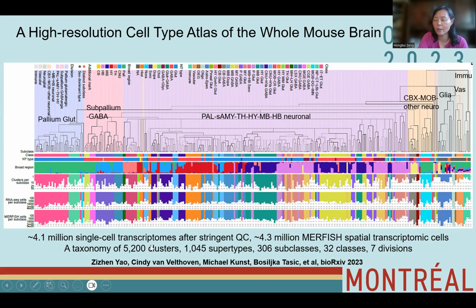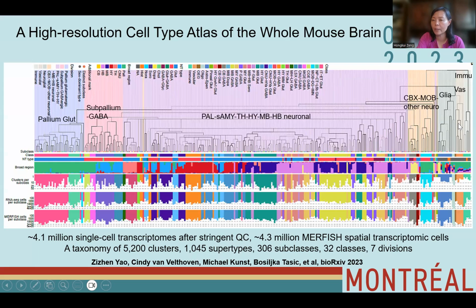So by combining those different data sets and results together, we are able to derive a transcriptomic taxonomy that is organized in a hierarchical manner, with those 5,200 clusters grouped into about 1,000 supertypes, 300 subclasses, 32 classes, and 7 divisions. This taxonomy tree shown here only shows the cell type organization at subclass and above level. We're not able to show more details at a cluster or supertype level here.